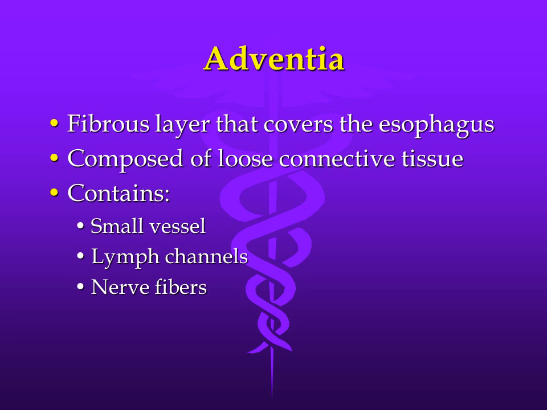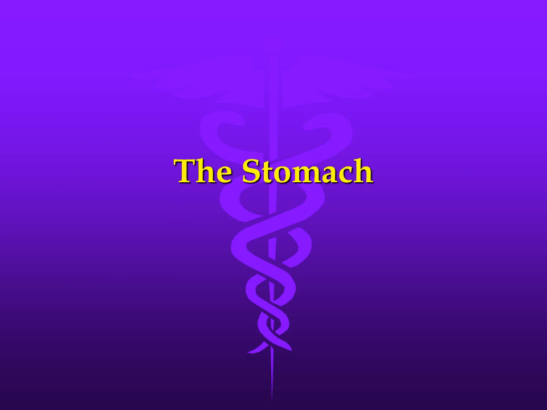The adventitia is an external fibrous layer that covers the esophagus, connecting it with neighboring structures. It is composed of loose connective tissue and contains small vessels, lymphatic channels, and nerve fibers.